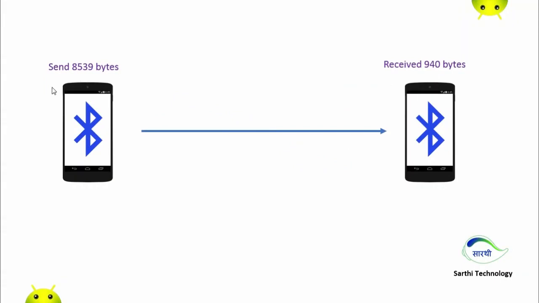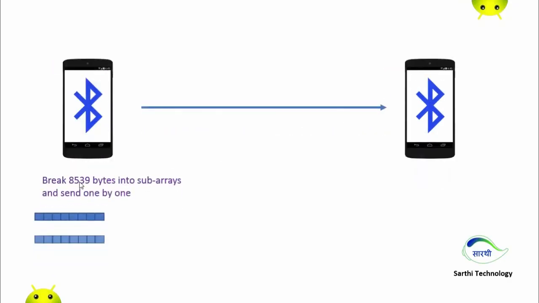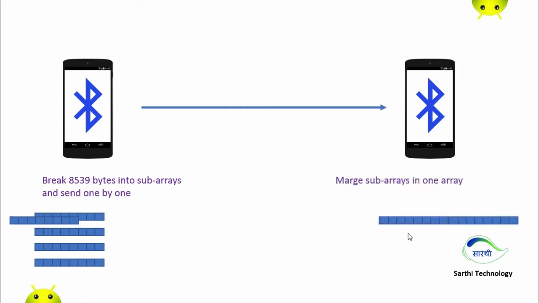When I was testing this, I realized that if we send about 8000 bytes, then the receiver will receive only around 900 bytes. Sometimes this number may vary from device to device, but it receives around 600, 700 or 900. So to send all these bytes to the receiver, we can use one trick, that is break all the bytes into sub-arrays and send the sub-arrays one by one, and at the receiver side we can merge these sub-arrays into a single array.